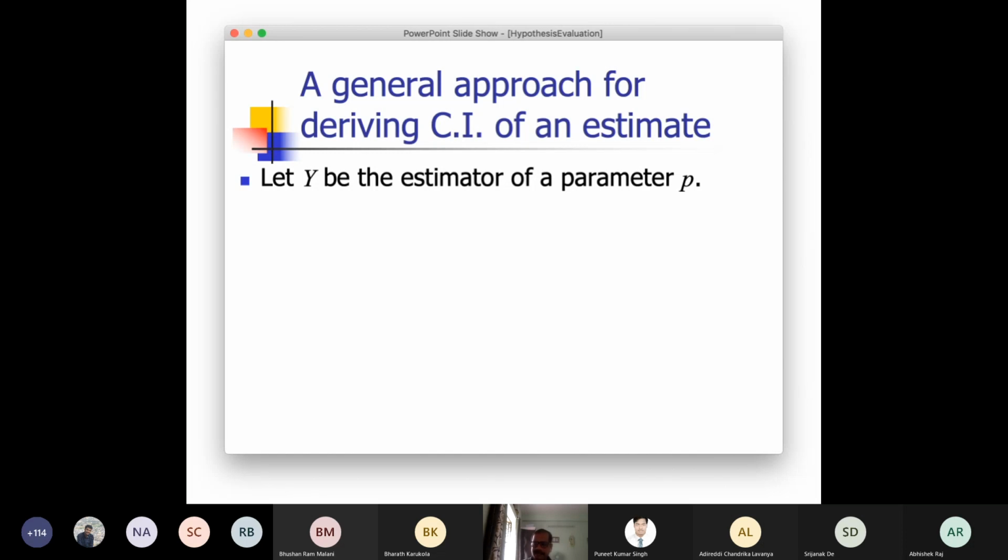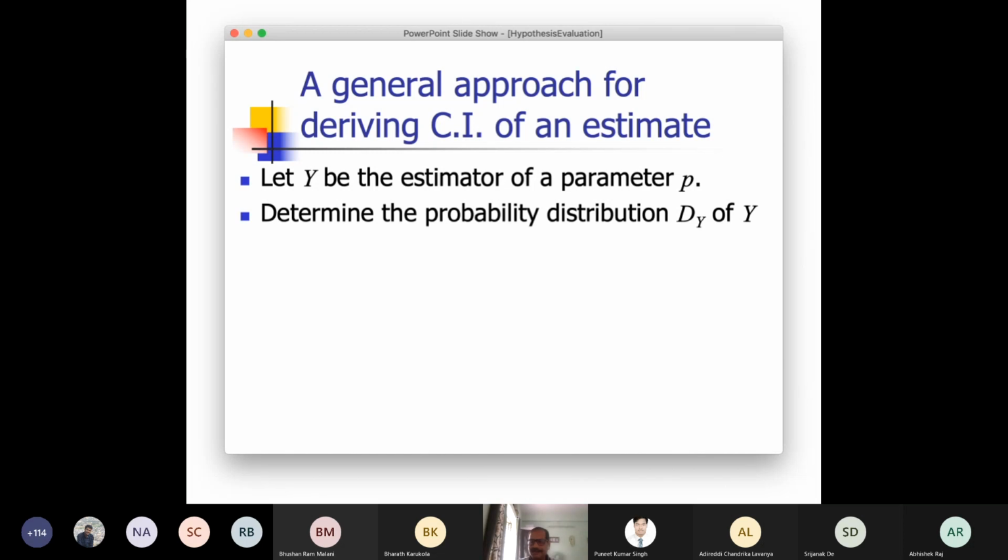It's like r by n. No, that is your computation. Now, that is actually the random variable, because depending upon the value of r, the value will change, and r has a certain probability distribution. Anyway, if I consider y is the estimator of a parameter p, you can always determine the probability distribution of y.